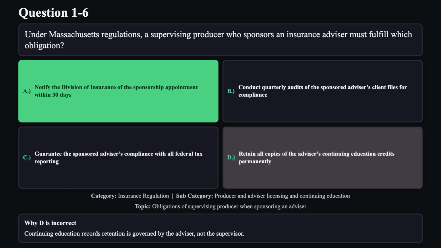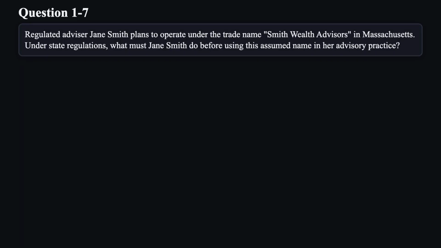Reason D is not correct. Continuing education records retention is governed by the advisor, not the supervisor. Question 7. Regulated advisor Jane Smith plans to operate under the trade name Smith Wealth Advisors in Massachusetts. Under state regulations, what must Jane Smith do before using this assumed name in her advisory practice?